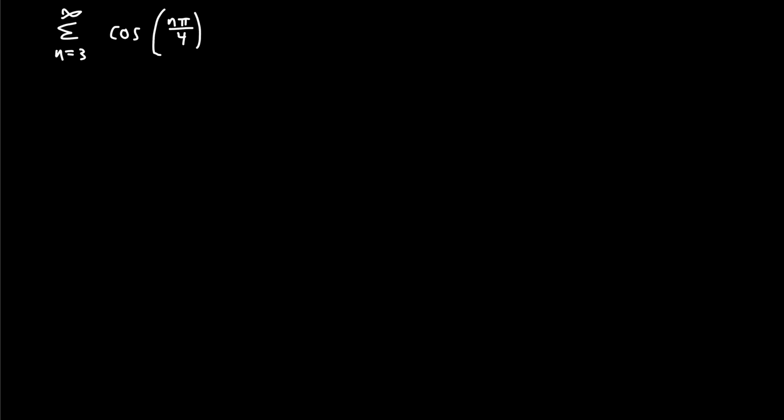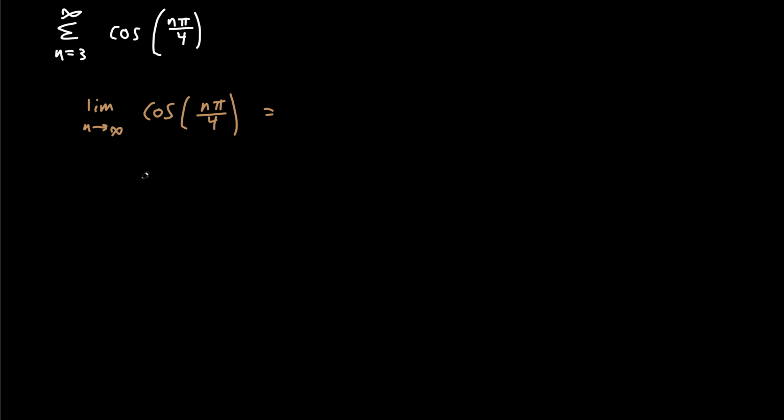In this problem, we're being asked to determine the convergence or divergence of the given series using the divergence test or the nth term test. So what we're going to go ahead and do is take the limit as n goes to infinity of our general term, which is cosine of n pi over 4. To determine what this limit is going to be, I'm going to look at just a couple terms of what the cosine function does here.